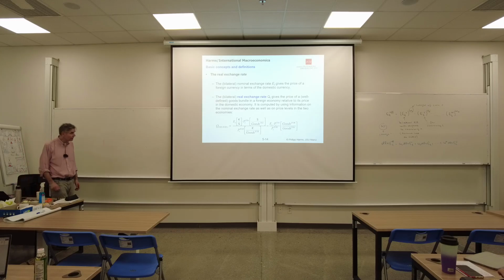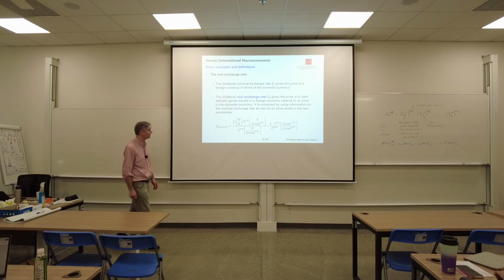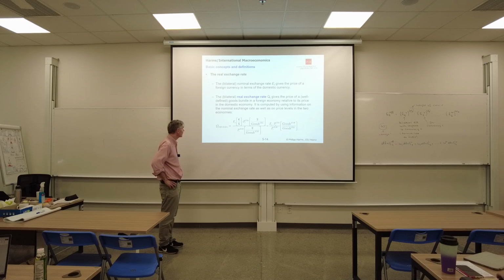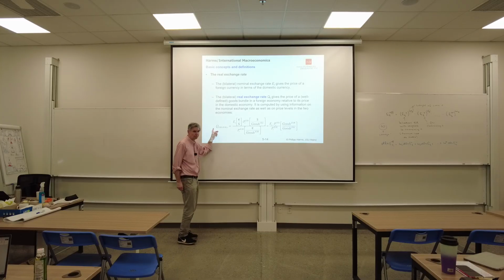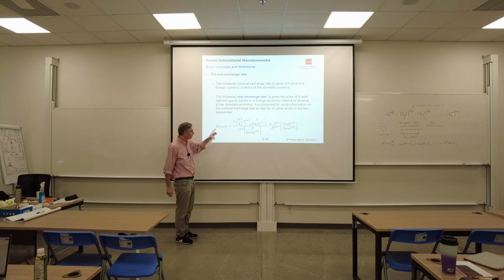The bilateral real exchange rate is more complicated because it gives you the price of a well-defined goods bundle in a foreign economy relative to its price in the domestic economy. It is computed by using information on the nominal exchange rate as well as on price levels in the two economies. Now, the symbol we're using is Q for the real exchange rate. Q USD euro is the US dollar euro real exchange rate, and is computed as follows.